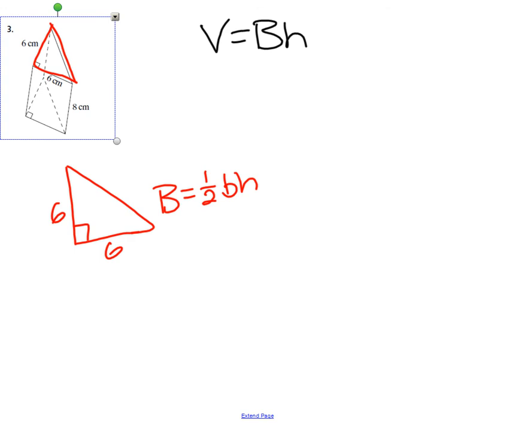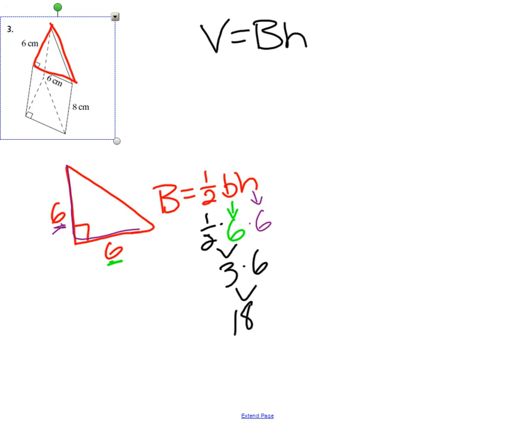So we fill in our numbers. What is the base of the triangle? 6. What is the height of our triangle? 6. How do we know that? How are base and height always related? They are always perpendicular. The base and height on a 2-dimensional shape, because again, we're just talking about a triangle, always meet at a right angle. So we have 1/2 of 6 times 6. So 1/2 of 6 is 3, times 6 is 18.